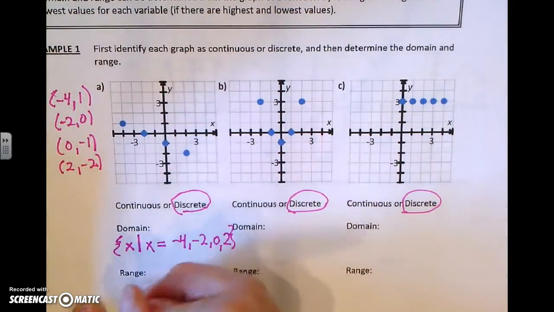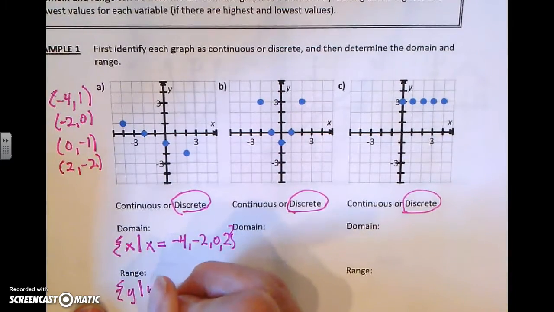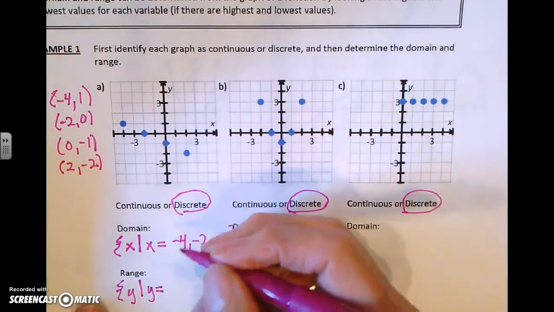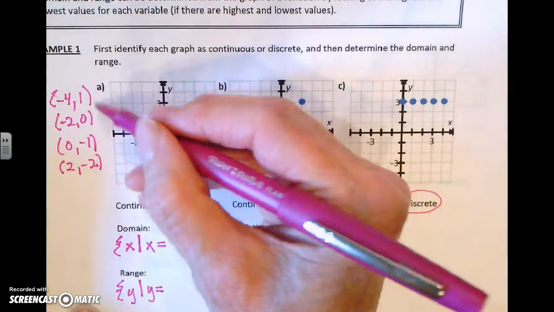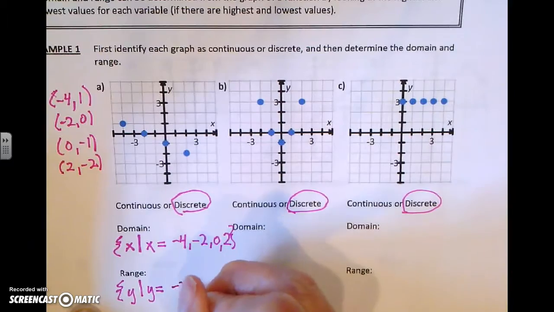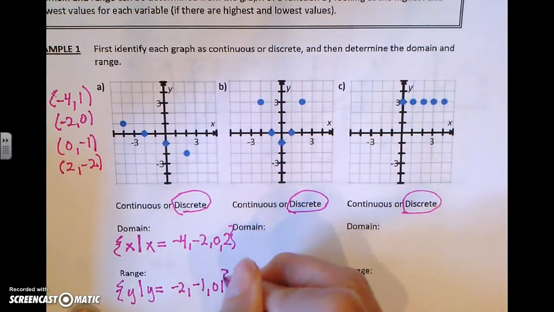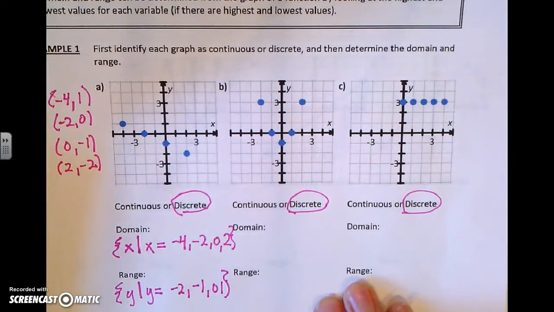Then for the range, I'm going to write all the y values. So I'm going to say y such that y is equal to, and now I'm going to list all the y values here. Maybe I'll put them in order, so it's going to be -2, -1, 0, and 1. If any of those ever repeat, then I'm not going to write it twice.